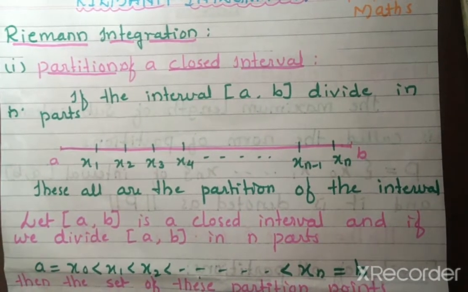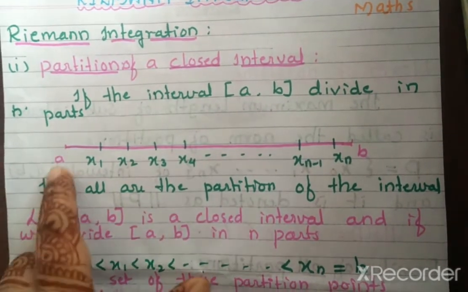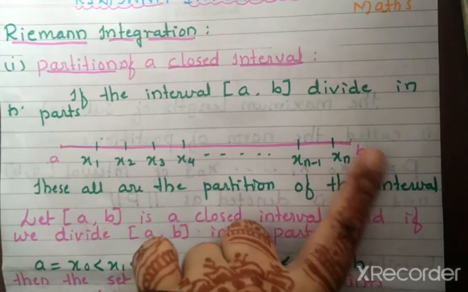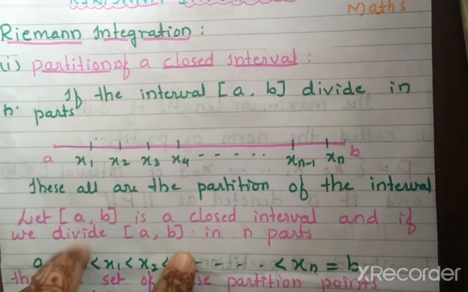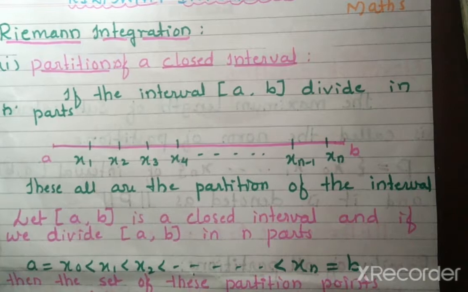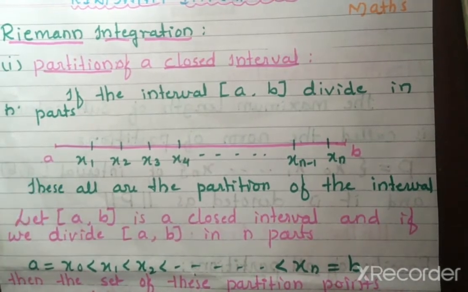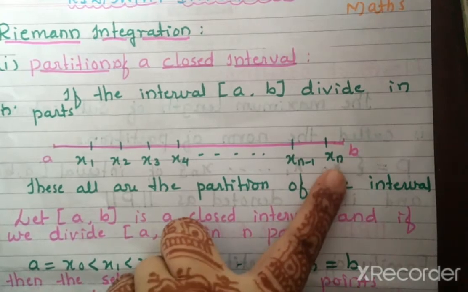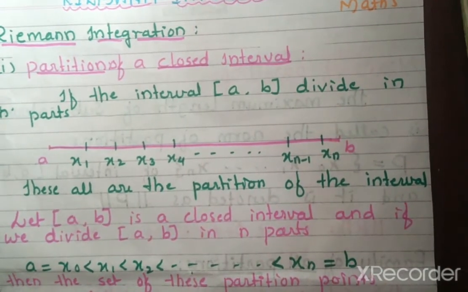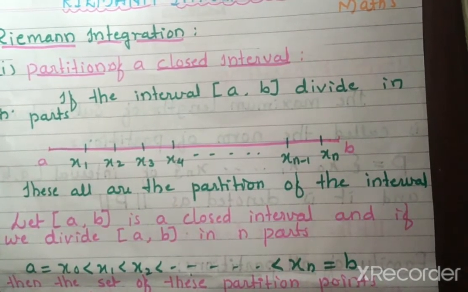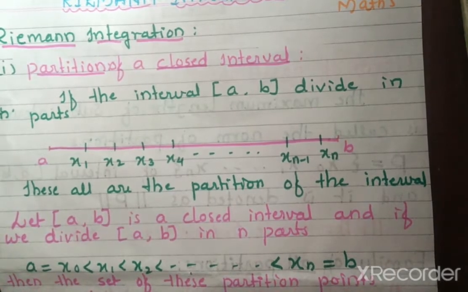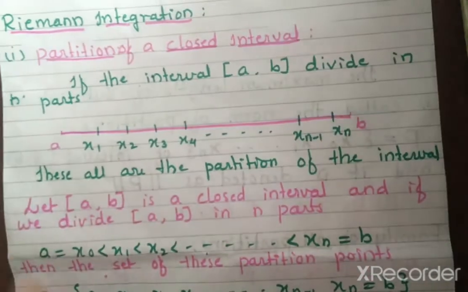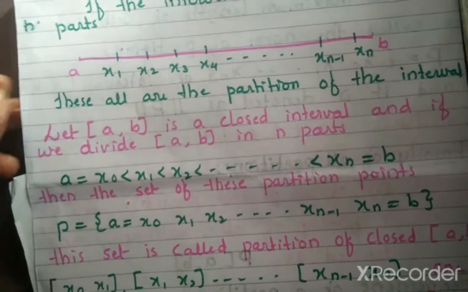See here, I draw one line. The interval A to B, here it is divided in n parts. n parts means here it is x1, x2, x3, x4, xn minus 1 and lastly xn. These are all nothing but the partition points of the interval, isn't it? So exactly what is the partition of a closed interval?